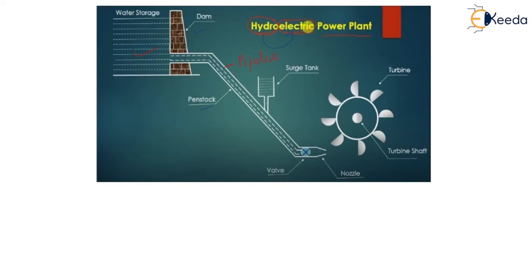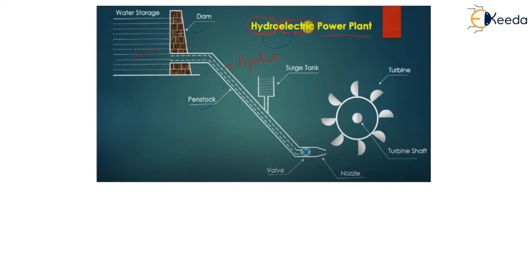So this is the penstock, and this penstock is almost 1 kilometer. Nearly 1 kilometer, this is a very high length. And then again a valve. Through the valve we will control the water speed, meaning through the valve we can close or open this. And another one is the nozzle.